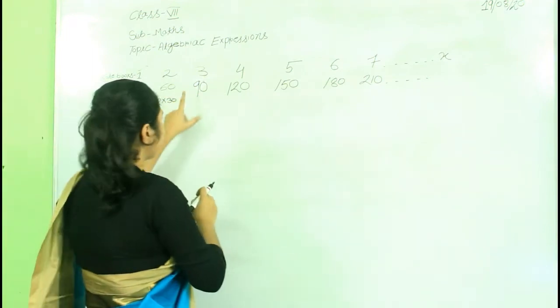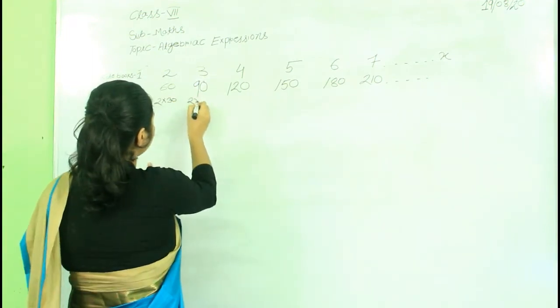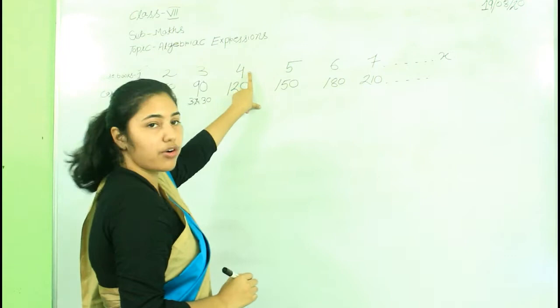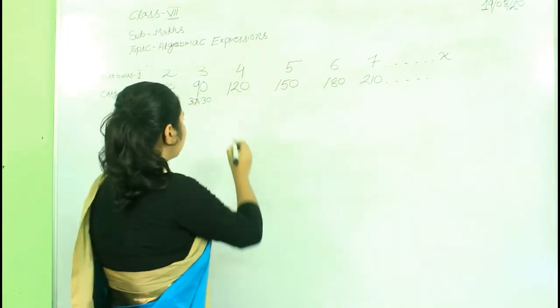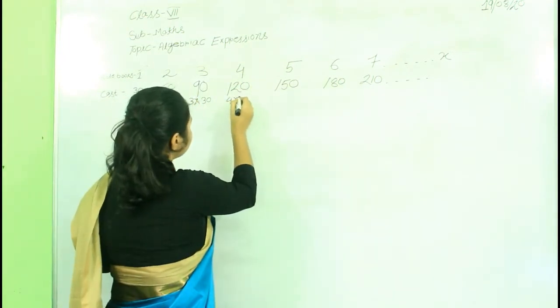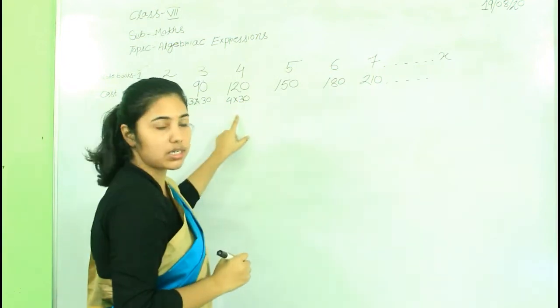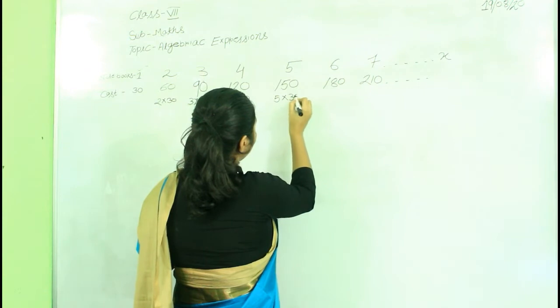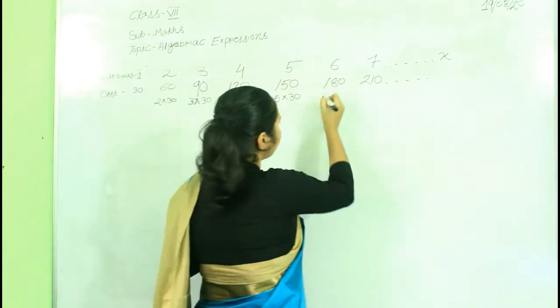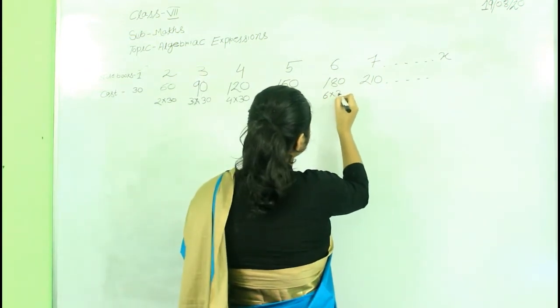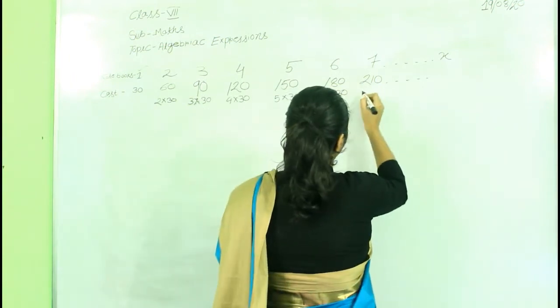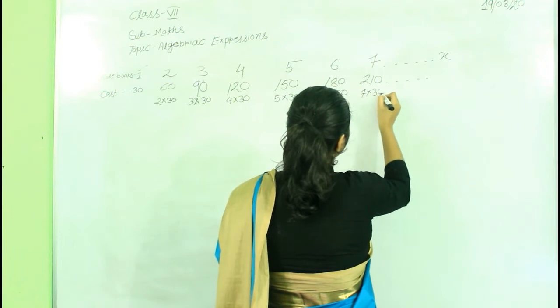Right? Again 90 as 3 into 30. Similarly, cost of 4 notebooks is 120. So again we can write it as 4 into 30. Similarly, here 150 as 5 into 30, 180 as 6 into 30 and 210 as 7 into 30.